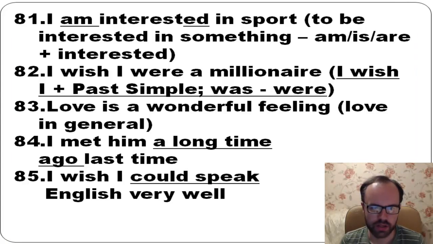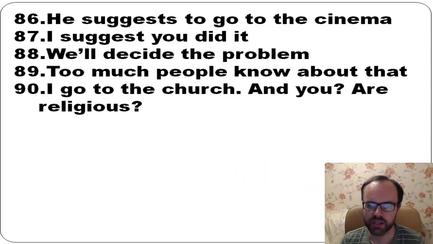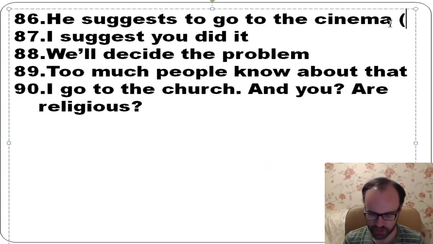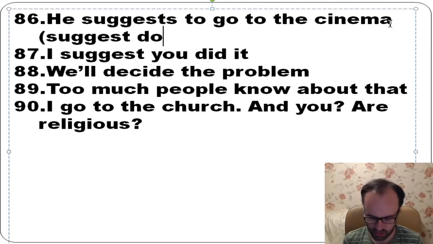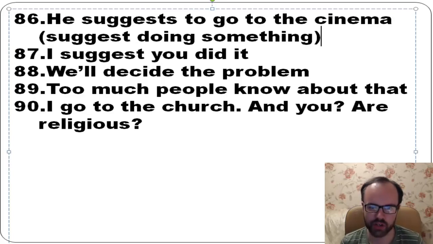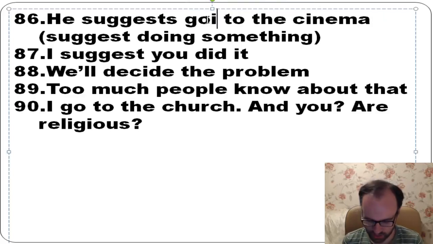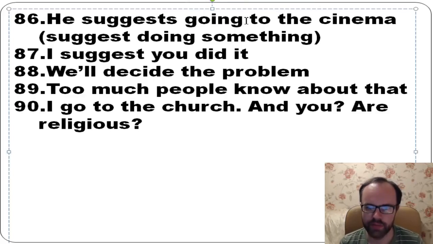Okay, next. He suggests to go to the cinema. What is wrong in this sentence? You need to remember: suggest doing something. So, suggest plus verb plus -ing. He suggests going to the cinema.